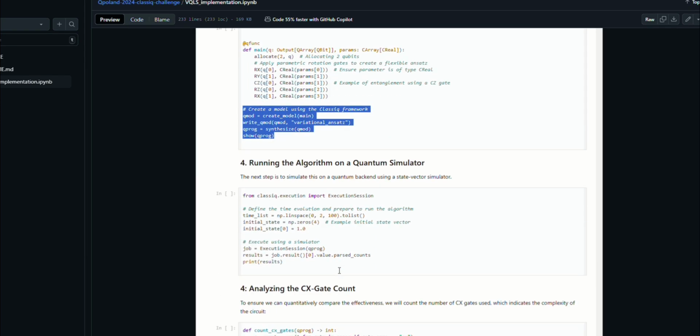As I mentioned, we have used the Classiq IDE itself to do the job simulations.